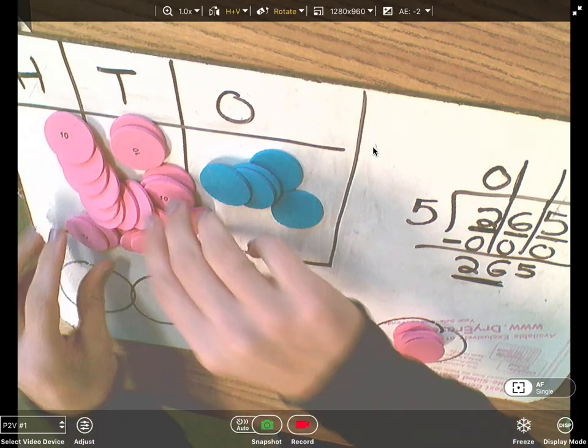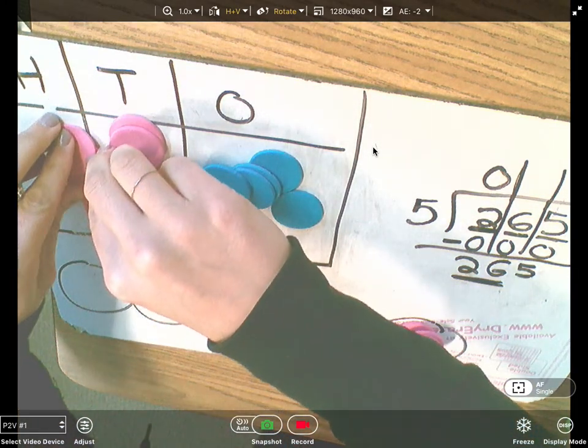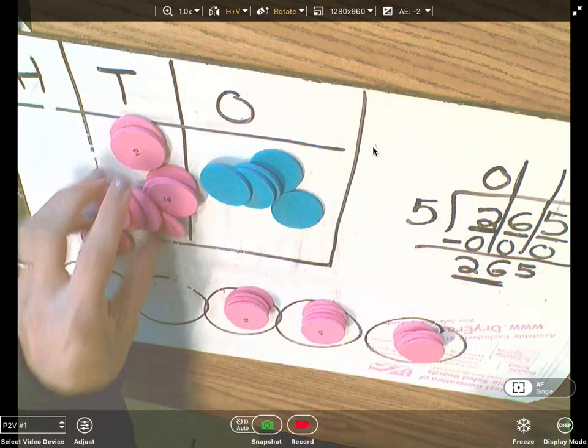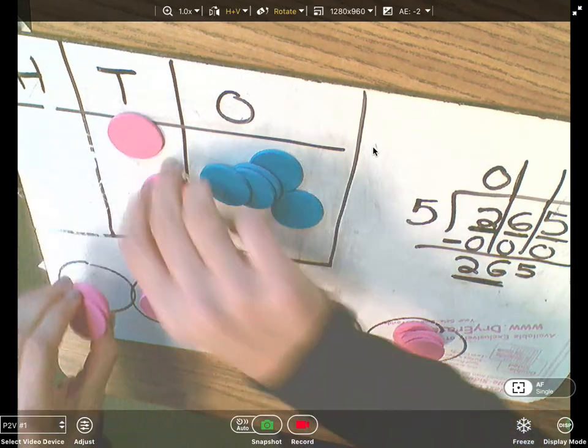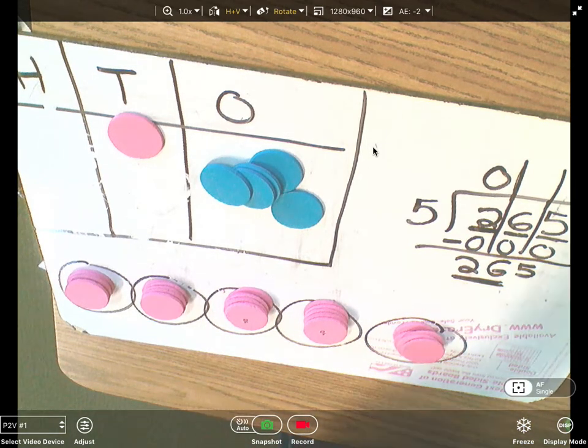So there's 5 tens for this person. 1, 2, 3. There's 5 tens for this person. 1, 2, 3, 4, 5 for this person, and for this person, and for this person. So I've given away 5, 5, 5, 5, 5. I've given everybody 5 tens. So I'm going to write that up there because everybody got 5 tens.